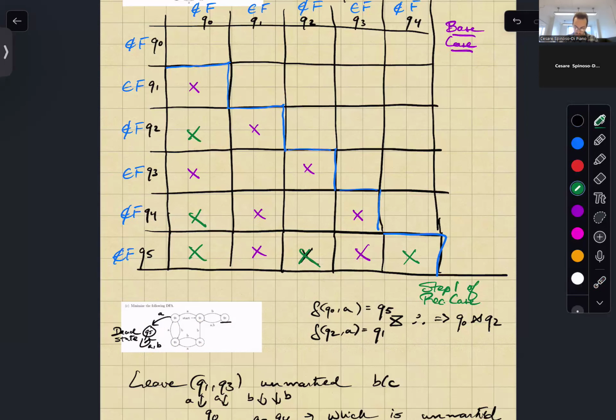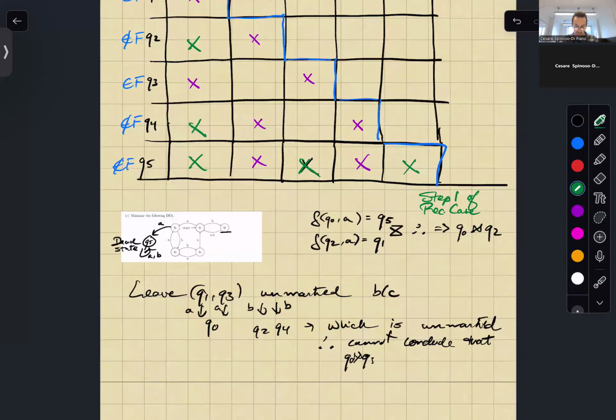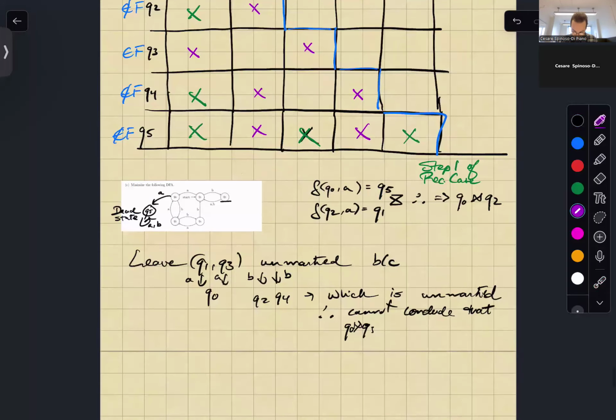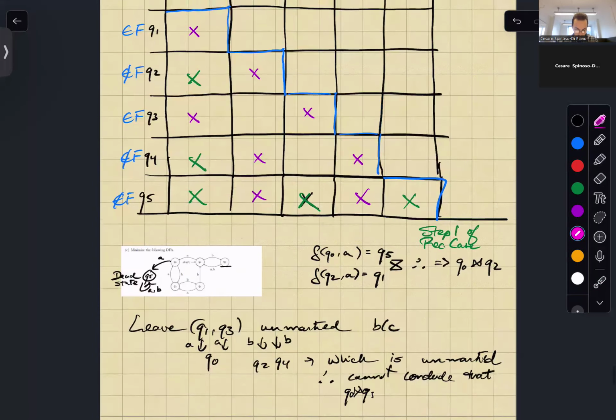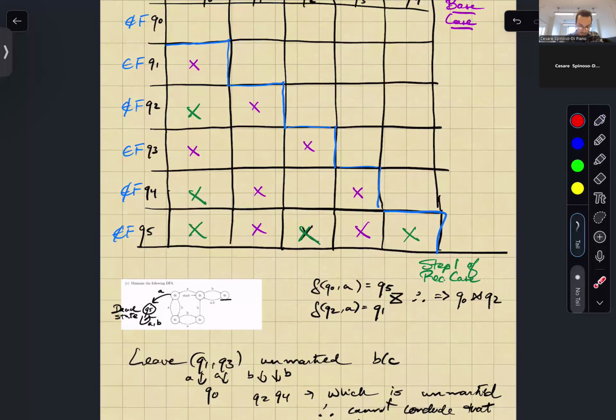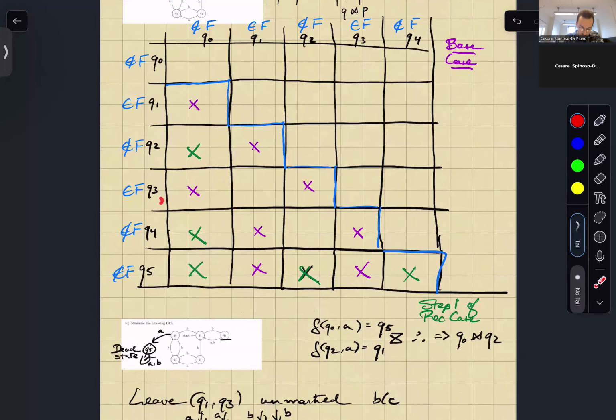Okay, so that was step one of the recursive case. Now we're essentially just going to do the same thing again for step two. Step two of the recursive case is really just going to be about Q3, Q1, and Q4, Q2, right?